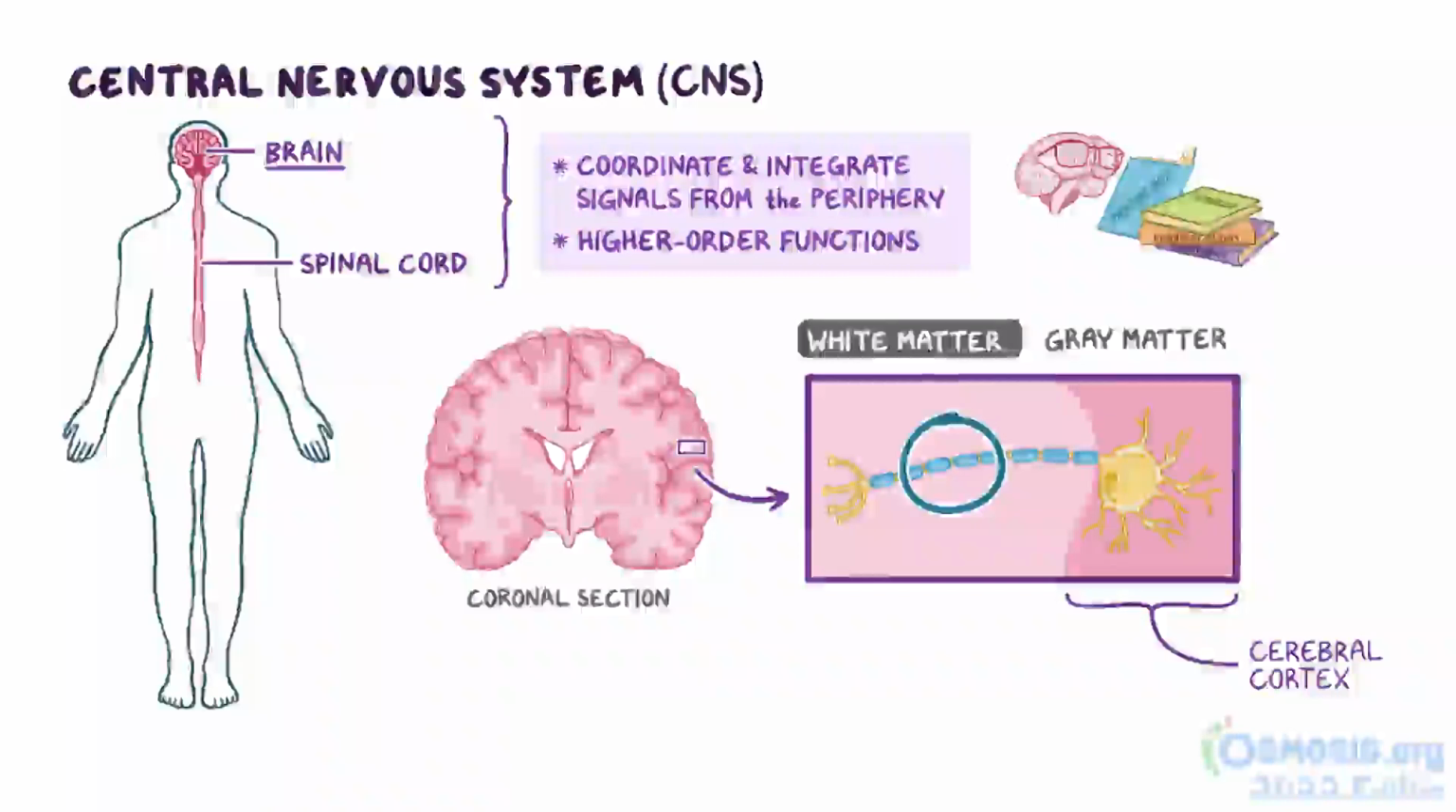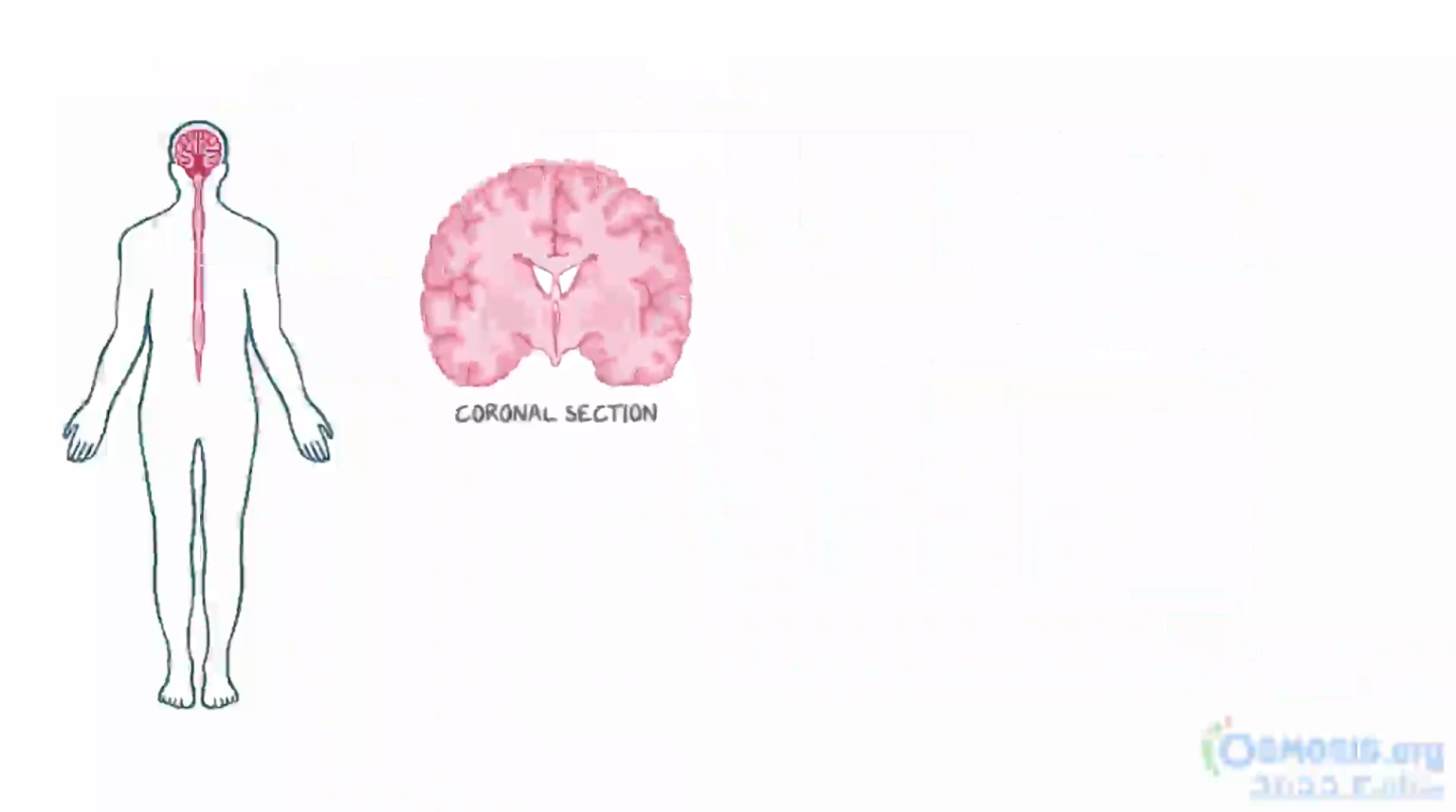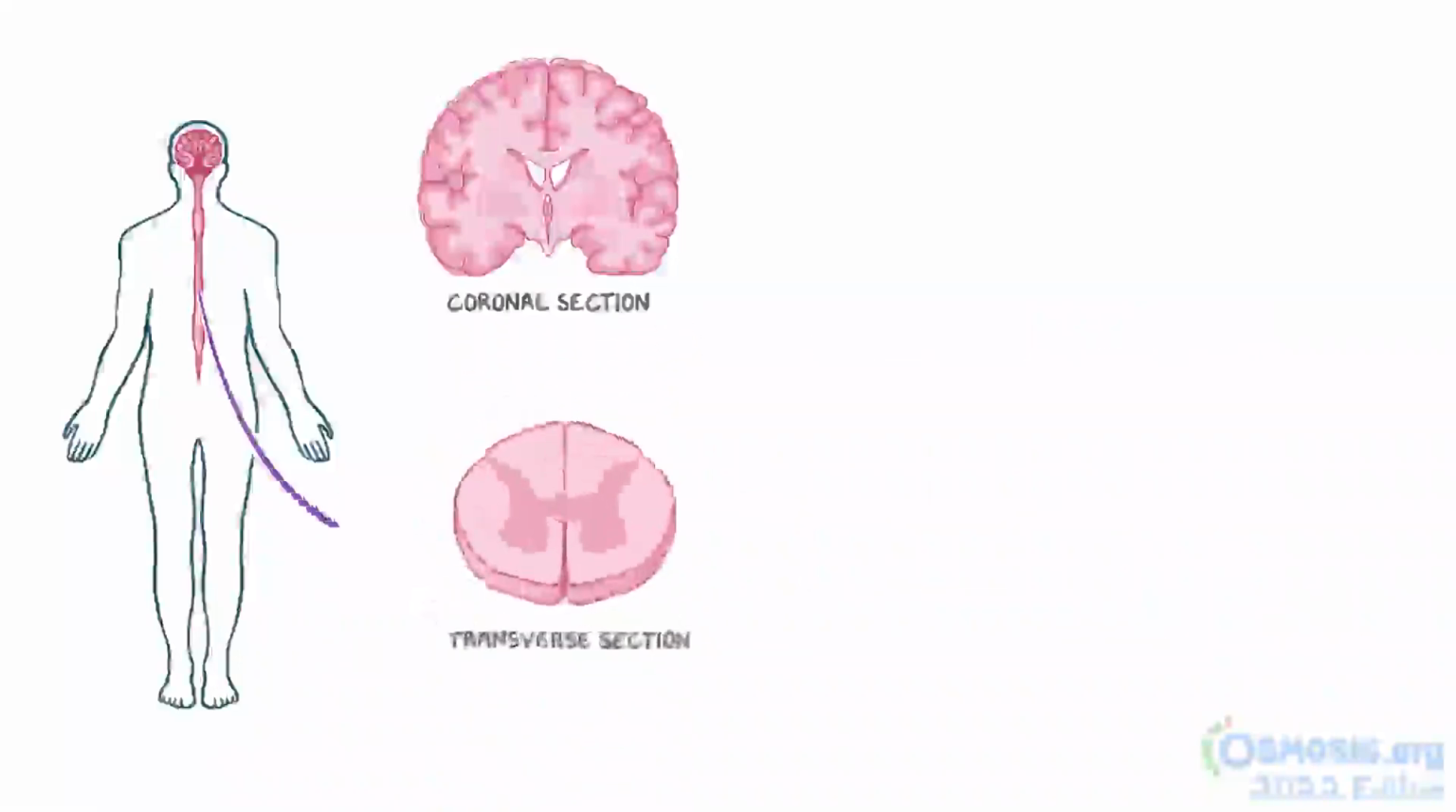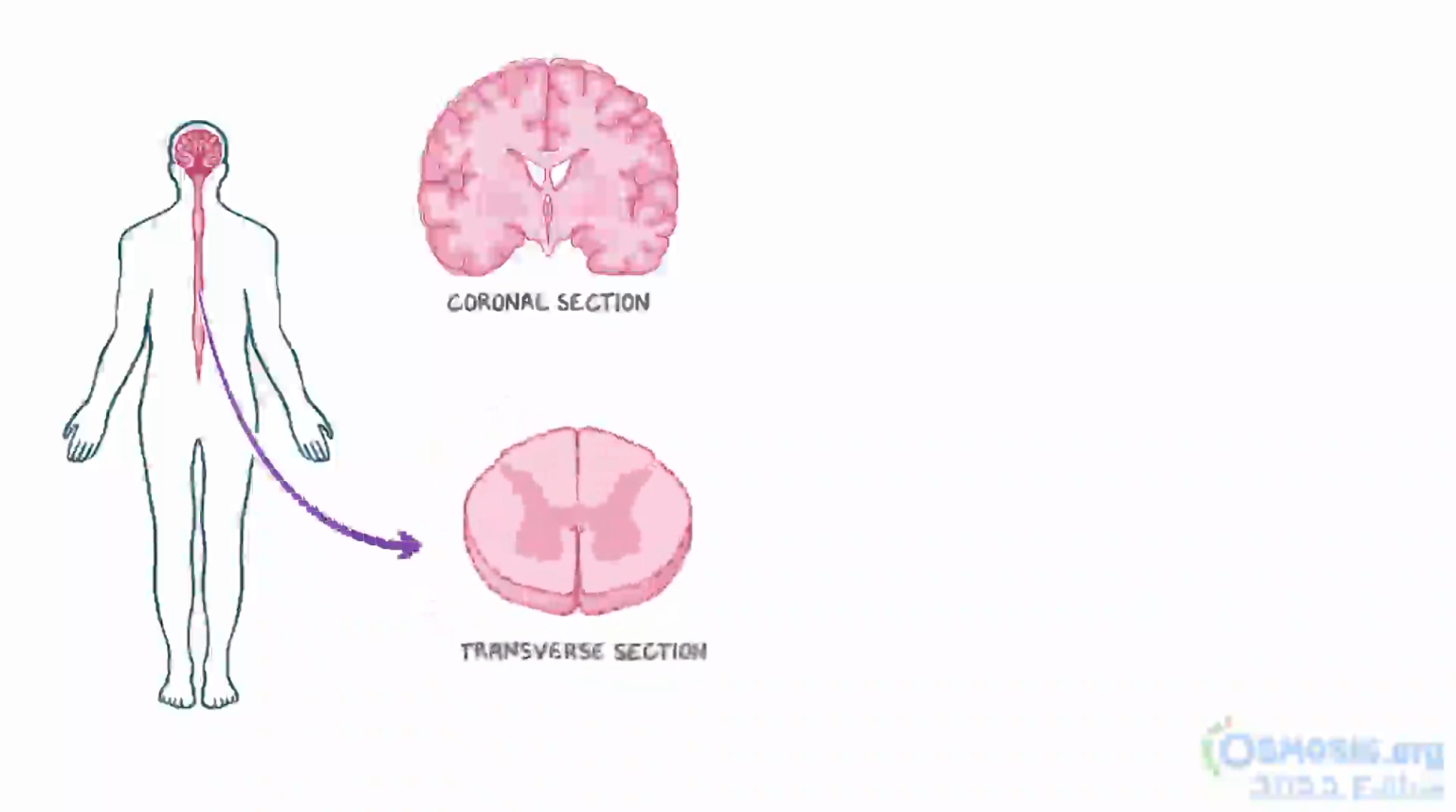So this is what gives white matter its lighter appearance. Now, the spinal cord also has gray and white matter, but from a transverse section, we can see that their organization is the other way around. The gray matter lies in the center, and the white matter is found in the periphery.